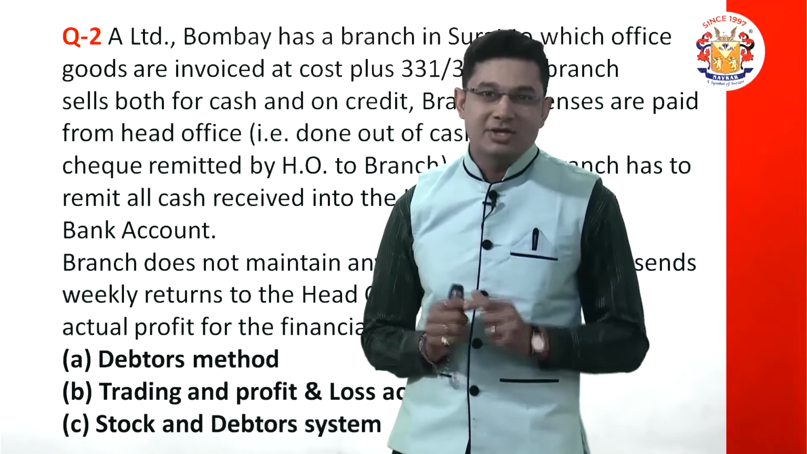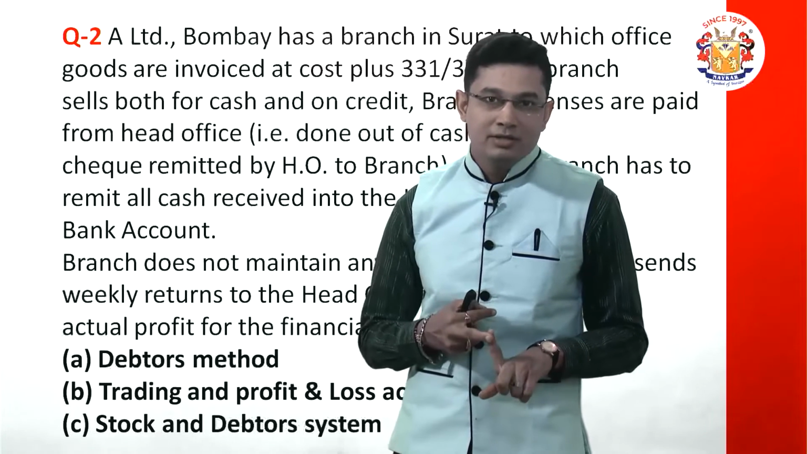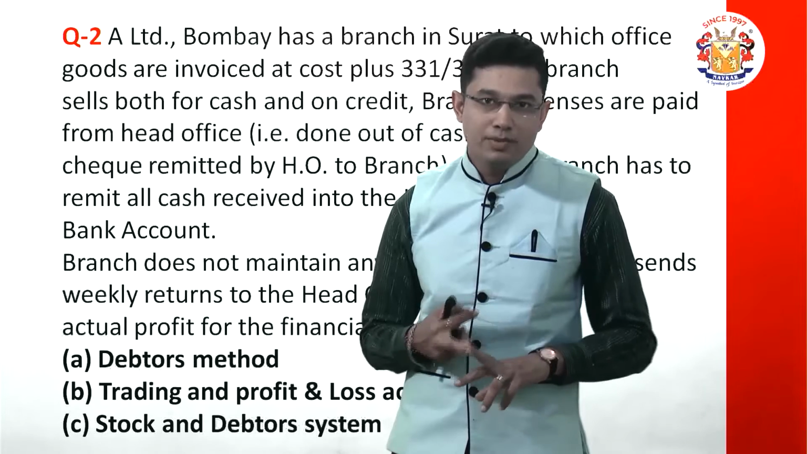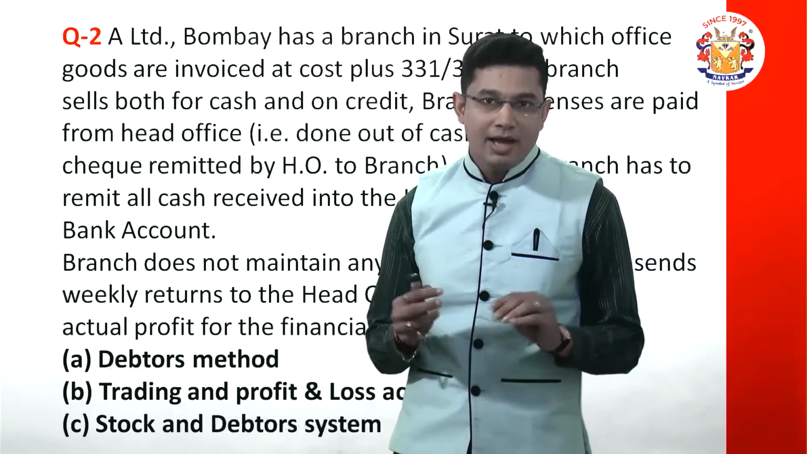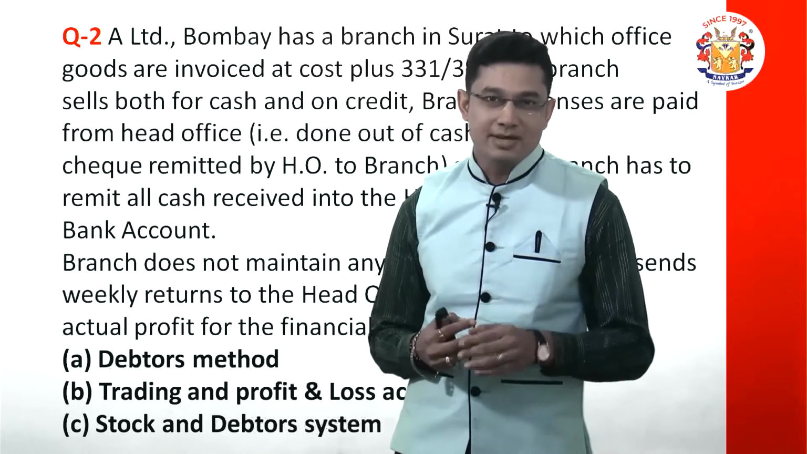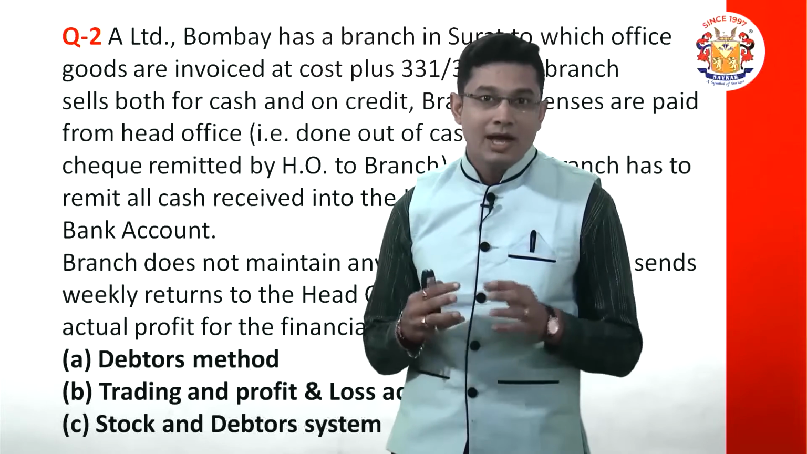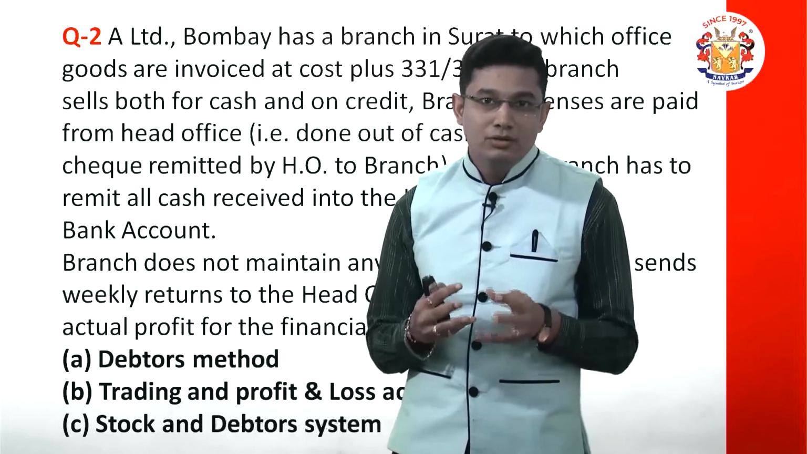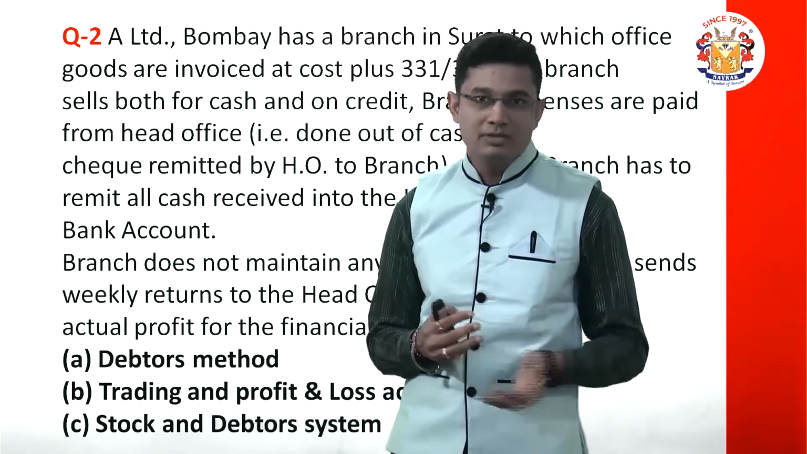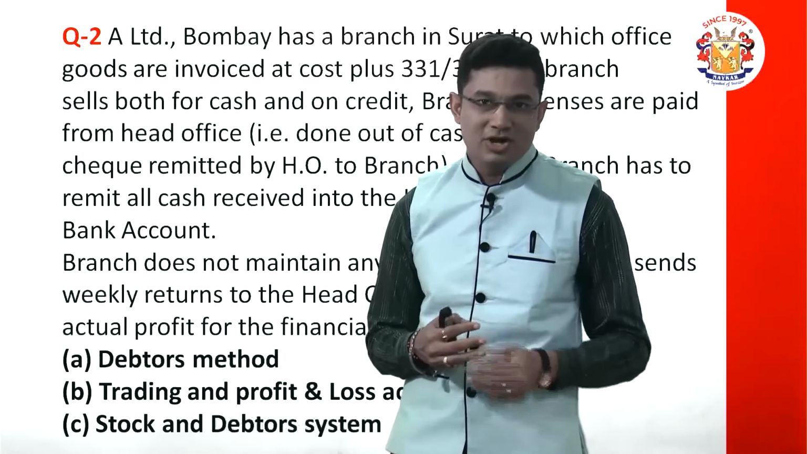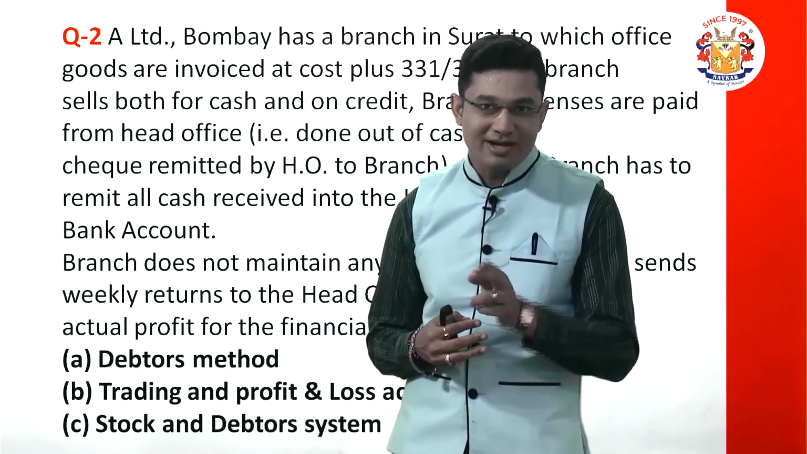Okay, sir, in case of debtors method, we have to write opening stock of branch, goods sent to branch, closing stock of branch and goods returned by branch at which price? Very simple, invoice price. In debtors method, yes, invoice price. And what will we do for unrealized profit in opening stock, in goods sent to branch, in goods returned by branch, and in closing stock?